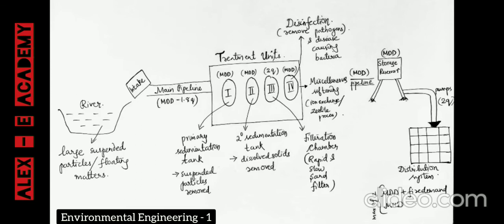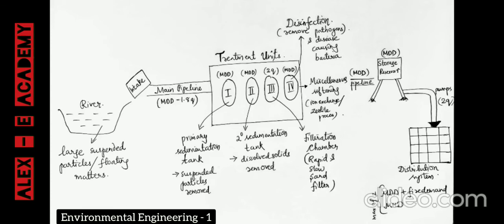Then through a main pipeline we bring the water to treatment units. I have given 4 sets of treatment units here. First one is the primary sedimentation tank. Here the suspended particles are removed. Second is the secondary sedimentation tank, which is used to remove the dissolved salts. It is not seen to the naked eye, but in treatment unit 1 we had the suspended particles which we can see.